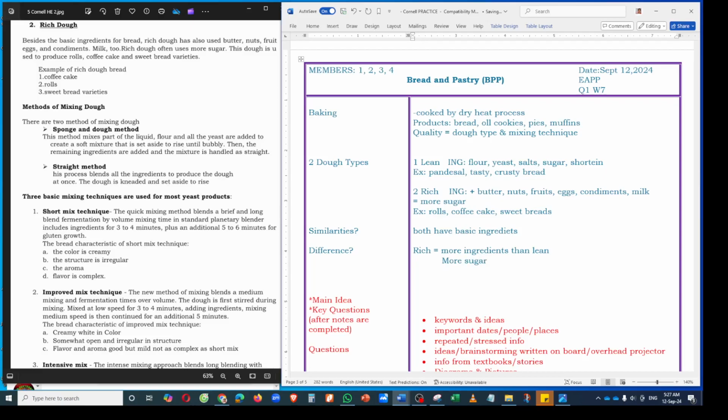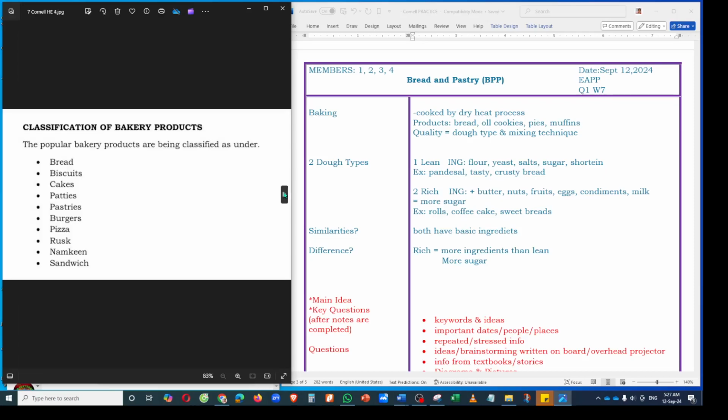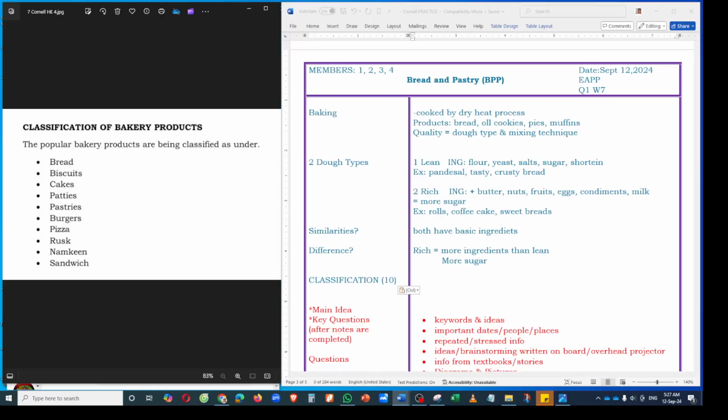Now that we're done with that, sometimes on the notes, there will be ways that you will be able to remember the information better. Like on the fourth picture, you'll have 10 things. It says classification of bakery products. Binilang ko siya, 10 siya. Sabi niya, the popular bakery products are being classified as under eto, 10. So under classification, you can write a number that tells you how many are those classification. And then beside that, you can write the classification.